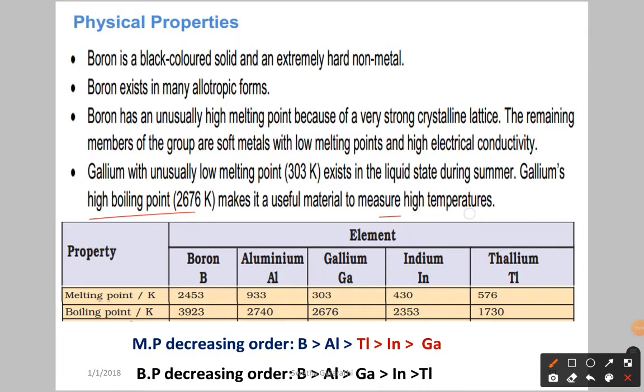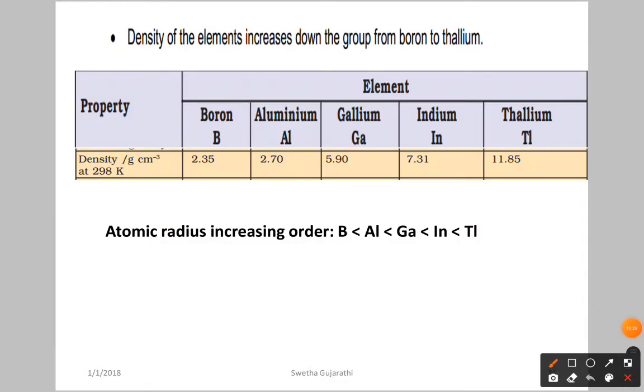Here you can see the melting point in decreasing order: boron is highest, then aluminium, thallium, indium, gallium. In decreasing order of boiling point, boron is again highest. So boron has the high melting point and boiling point. Next, the density of the elements increases down the group from boron to thallium.